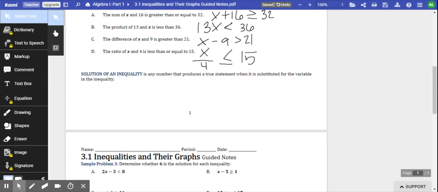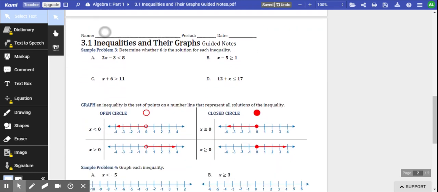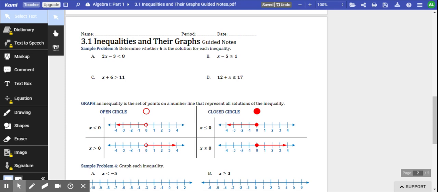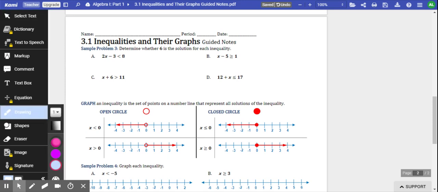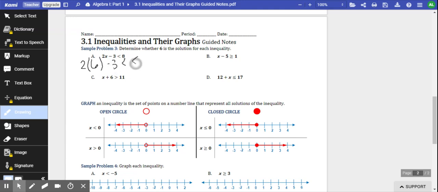So the solution of an inequality is any number that produces a true statement when it is substituted for the variable in the inequality. So basically, we're going to plug in 6 because it's asking me if 6 is a solution for each of these inequalities. So 2 times 6 minus 3 is less than 8. 2 times 6 is 12. Minus 3 is 9. 9 is not less than 8, so it's not a solution.